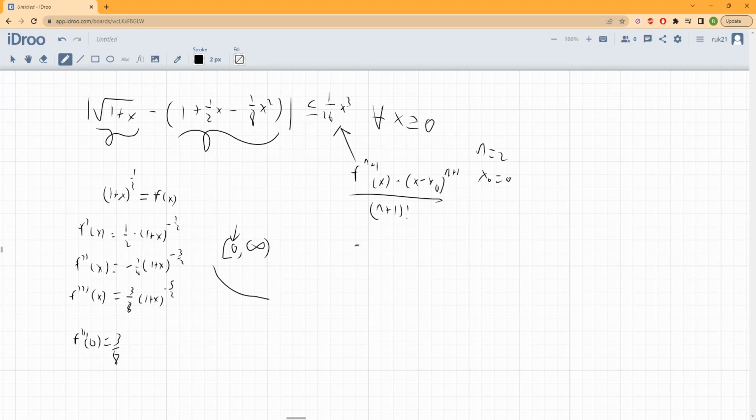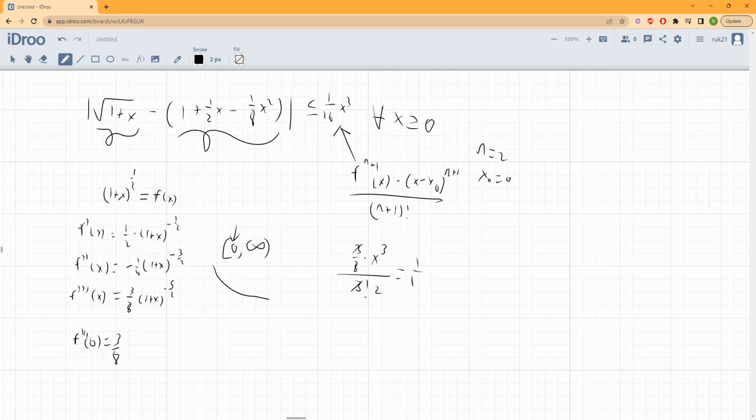So we get 3/8 times x minus 0 is x to the power of n plus 1, which is n plus 1 is 3, over 3 factorial. So then the 3 and the 3 cancel out, and all we're left with is, because 3 factorial is 3 times 2 times 1, but the times 1 doesn't do anything, guys. Small secret. So then we get 2 over here.